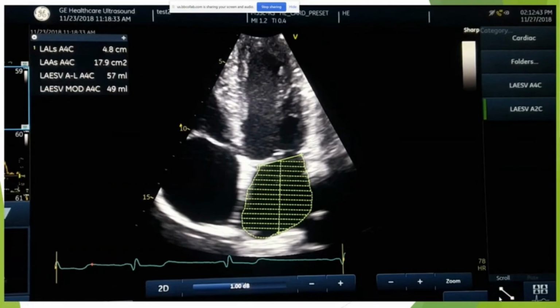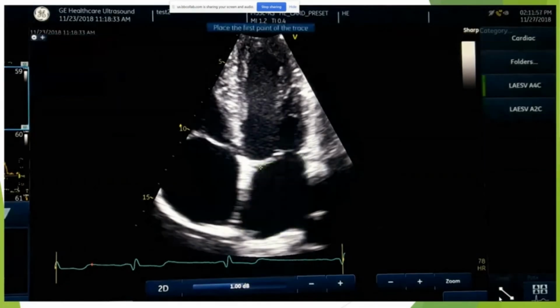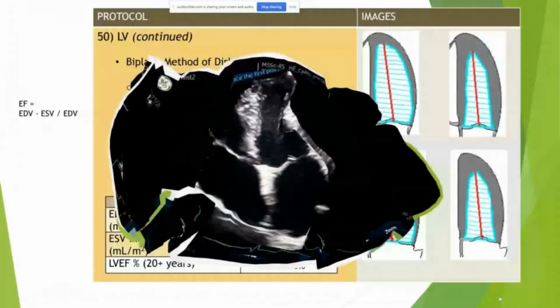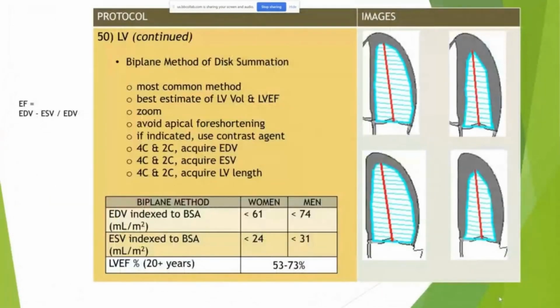So this is for the LA. Now we're going to talk about the left ventricle. We call this the biplane method of disc summation, but I'll talk about that here in a minute. For us, this is how we get the ejection fraction, or the EF.